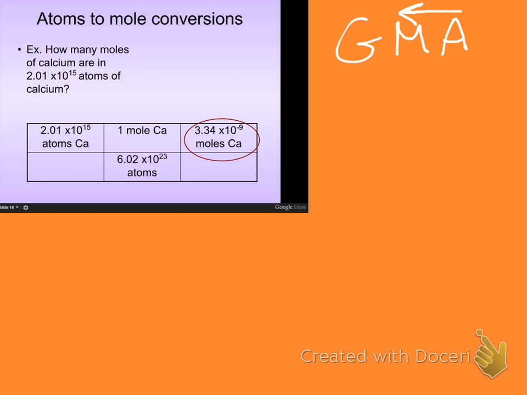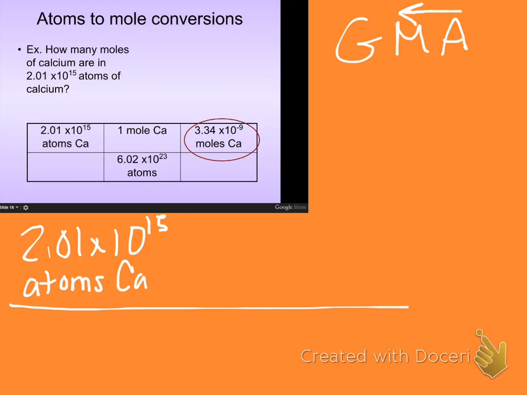Thank you. So we're asked to find out how many moles of calcium are in 2.01 times 10 to the 15th atoms of calcium. What's our given? Number of atoms of calcium. So we take 2.01 times 10 to the 15th atoms of calcium. What units and what chemical are going to go down in the next box to cancel? Atoms of calcium. What units and what chemical are going to go up top? Moles of calcium.